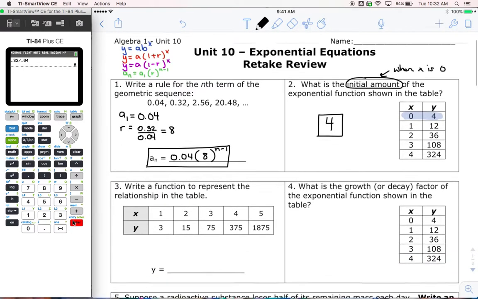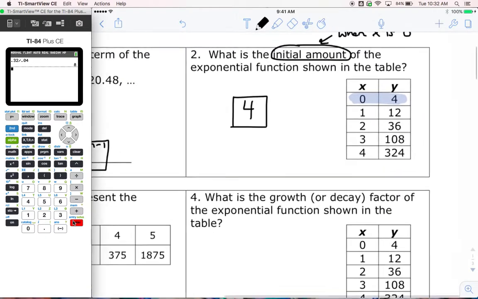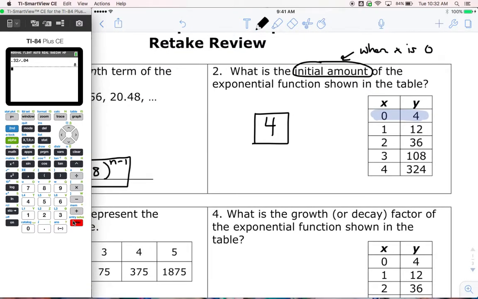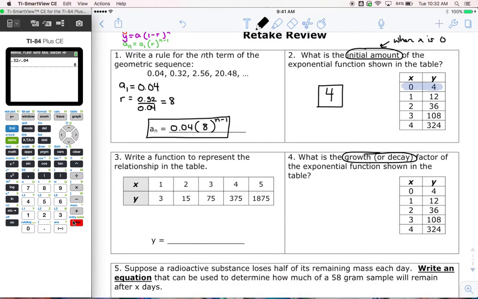Question number 4, I'm going to go ahead and skip 3. You guys see this question right under here? Because it has the same table as question 2. Here we were asked for the initial amount. Question 4, we're asking what is the growth or the decay factor of the function shown in the table. This means what are we multiplying by? That's what we've got to figure out.